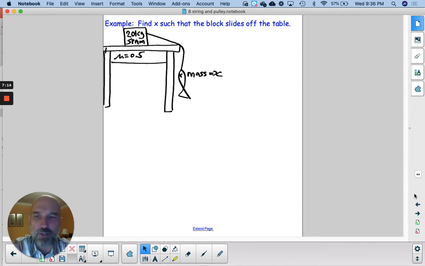Here's a fun little simple one. It's actually a song about this. We've got a mass on a table, and there's friction now, with mu equal to 0.5. How heavy does the dead fish need to be to drag the can of Spam across the table? Burning questions. Everyone wants to know.